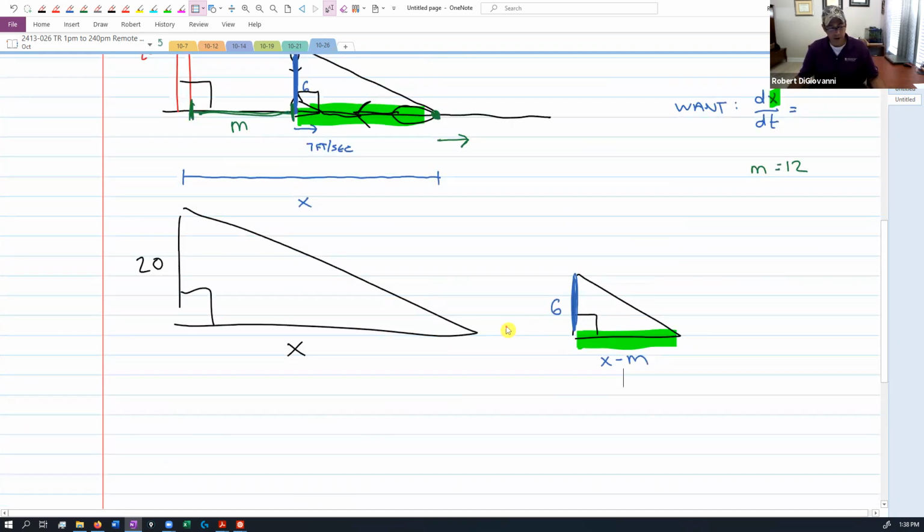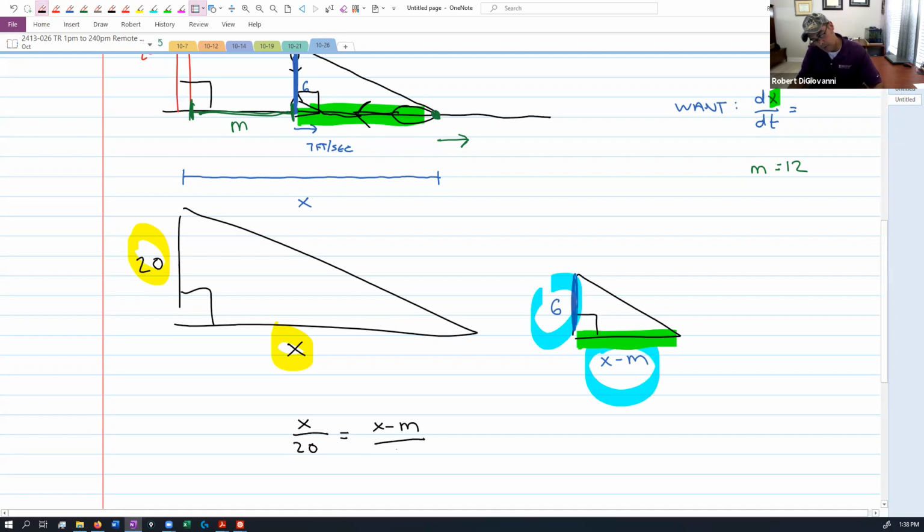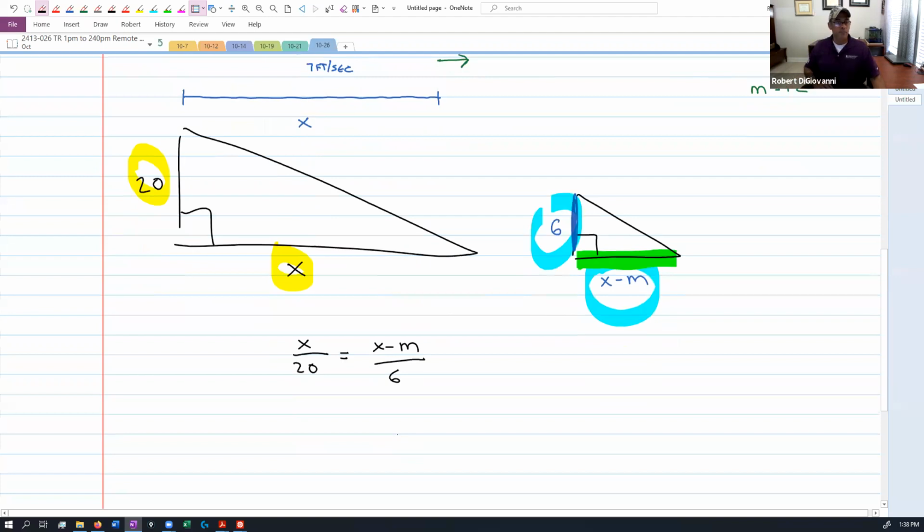I can set up a ratio. I'm going to do it this way. I'm going to do this over this. So X over 20 equals this over this. So X minus M over 6. I can cross multiply. I hate saying cross multiply. It's one of my least favorite things to say.